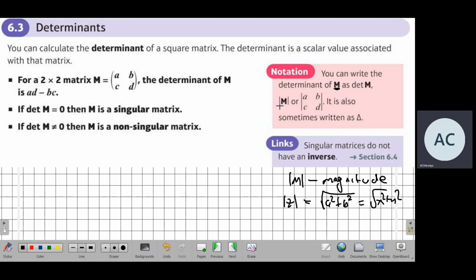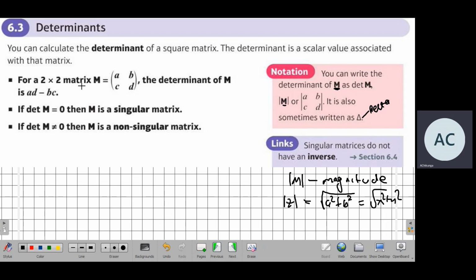So we can also write it as modulus of M, since M is a symbol for the matrix, or we can just write the modulus of the 2 by 2 matrix, which in this case is given as a, b, c, d. It is also sometimes written as delta. This is a delta sign. These are Greek symbols, okay, to refer to the determinant.